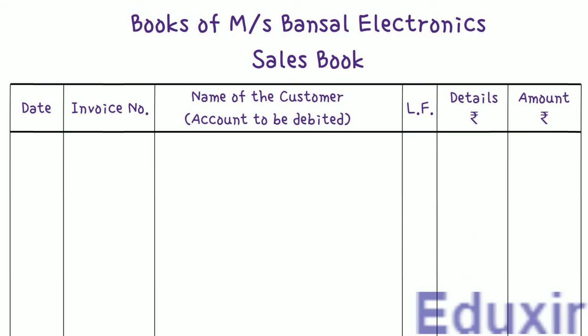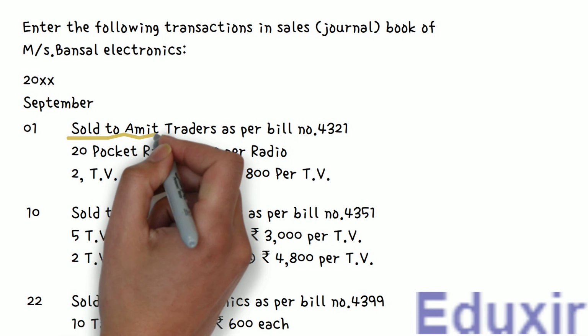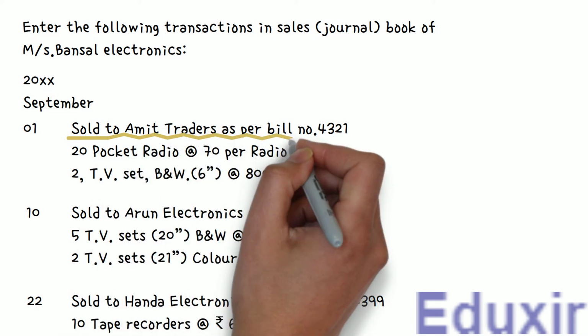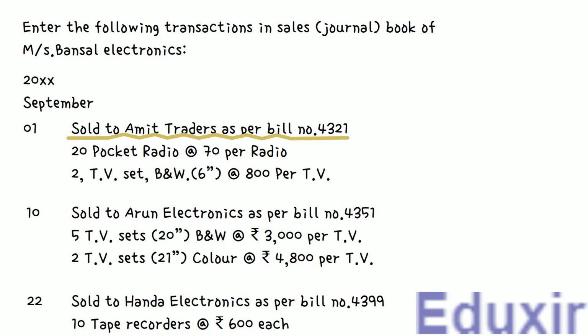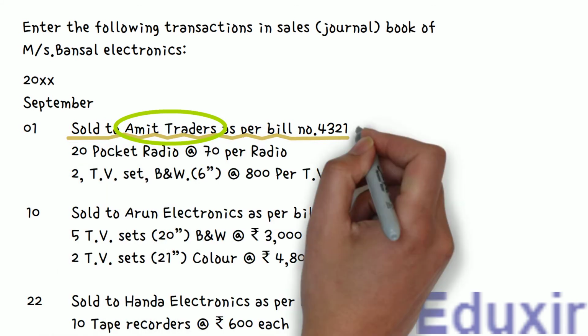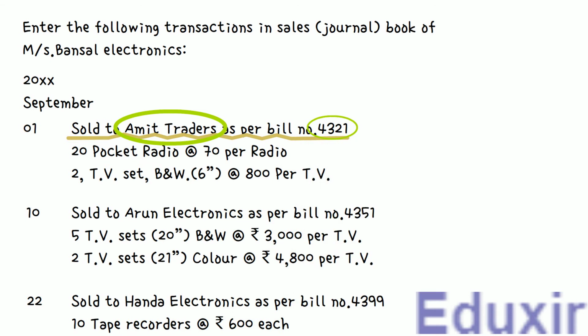We now have the sales journal format. Let us now proceed with analyzing the transactions in the problem one by one and then record them in the sales book. In the first transaction, the business has sold goods to Amit Traders. Note that the customer is Amit Traders and the invoice number is 4321. Let us first record these details into the sales book.